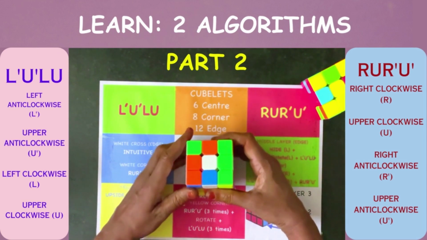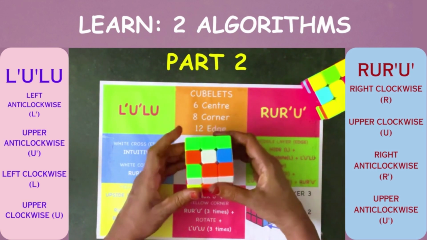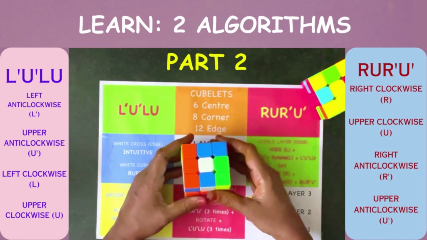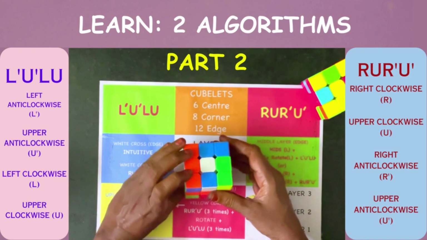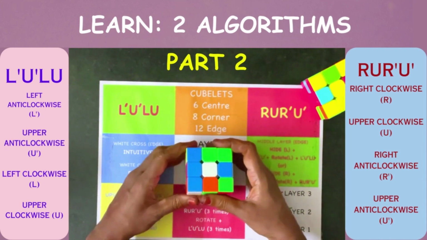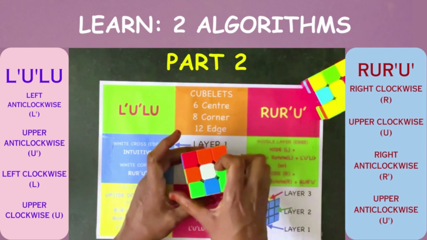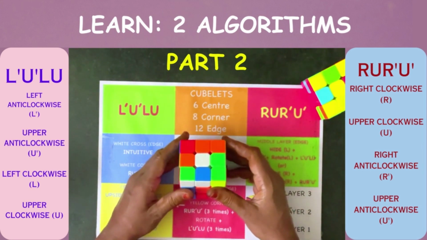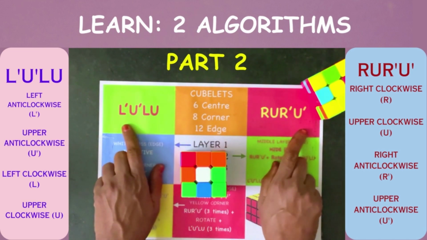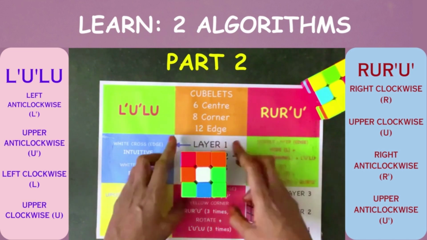Now let's learn to do that. Left anti-clockwise, upper anti-clockwise, left clockwise, upper clockwise. Let me repeat: L prime, U prime, L, U. Now let's practice these 2 algorithms several times before we begin to solve the cube.